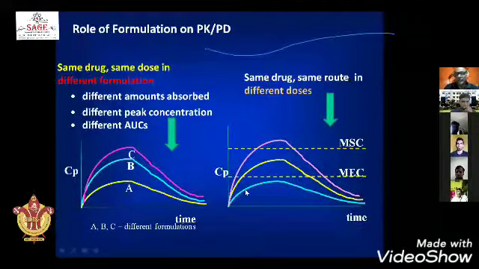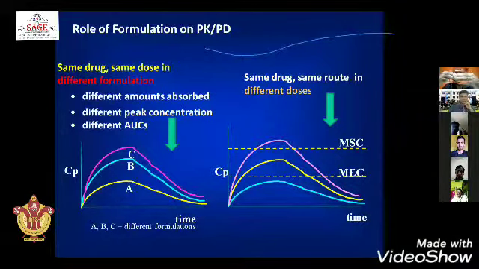If you further increase the drug concentration in the dosage form, then after administration the concentration in the body will increase. And for getting the response, the drug has to cross the minimum effective concentration. If the drug concentration in the body is not crossing the minimum effective concentration, it will not show any response.